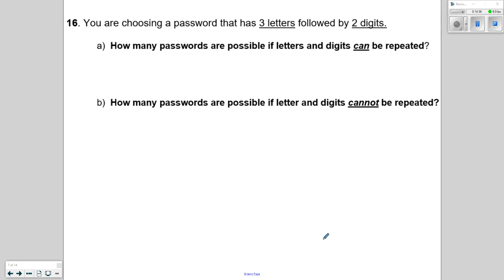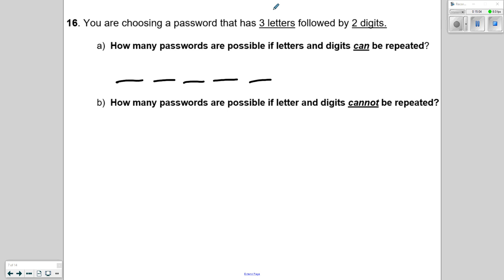Okay, so now we're going to talk about counting things so that we can get into probability. All right, for 16, you're choosing a password that has 3 letters followed by 2 digits. So we're going to have 3 letters followed by 2 digits in this password. And it says how many passwords are possible if letters and digits can be repeated. So that means if we use a letter, we can use it again. If we use a digit, we can use it again.